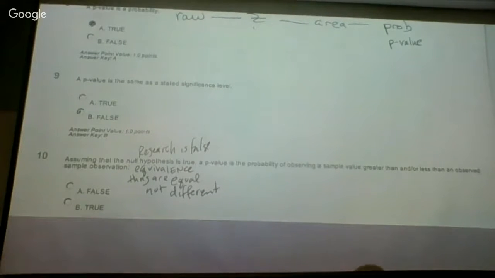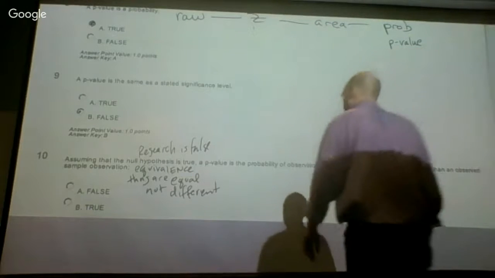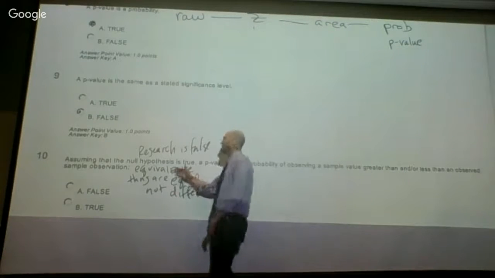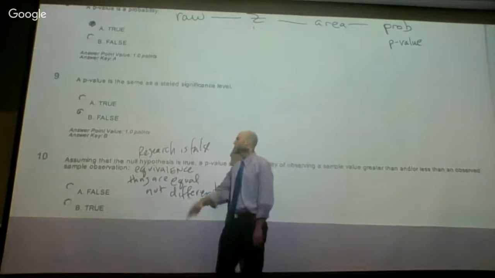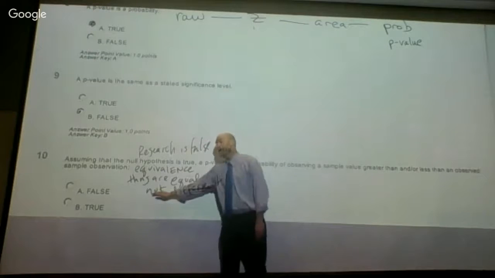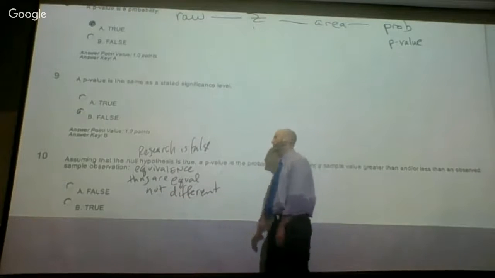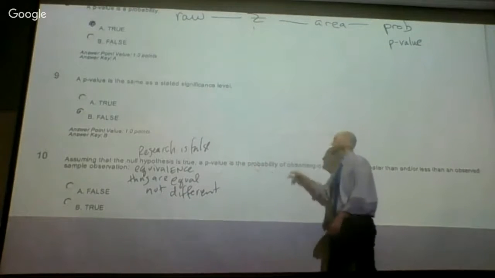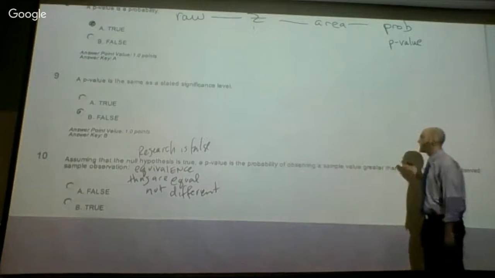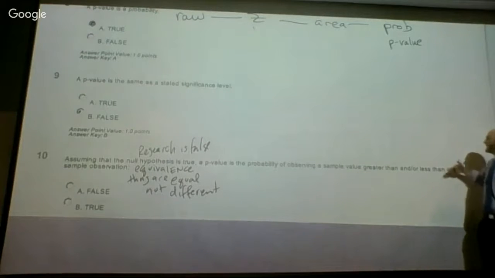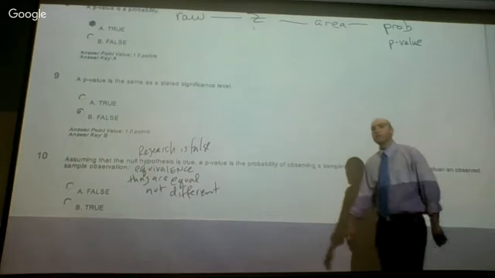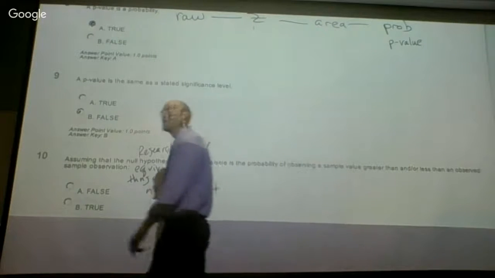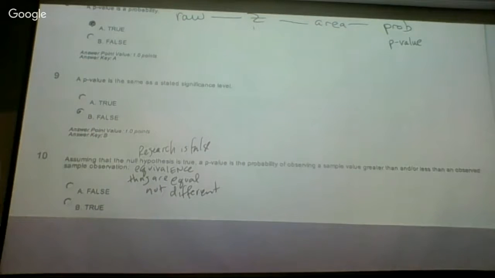When you get true-false questions on your exam, make sure you write synonyms in here. However you best understand the statement, null hypothesis is true. Maybe it's things are equal, maybe not different. However you understand it. A p-value is the probability of observing a sample value greater than and or less than the observed sample observation. Oh my gosh.